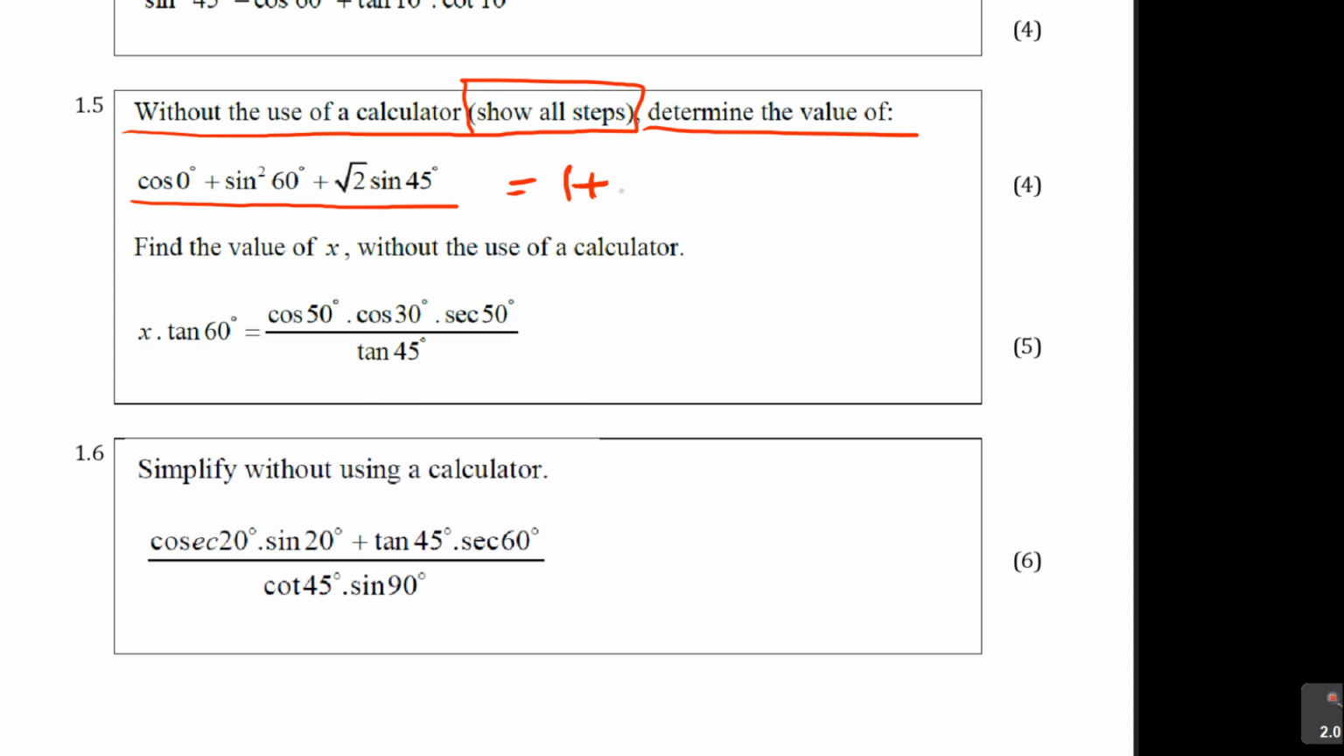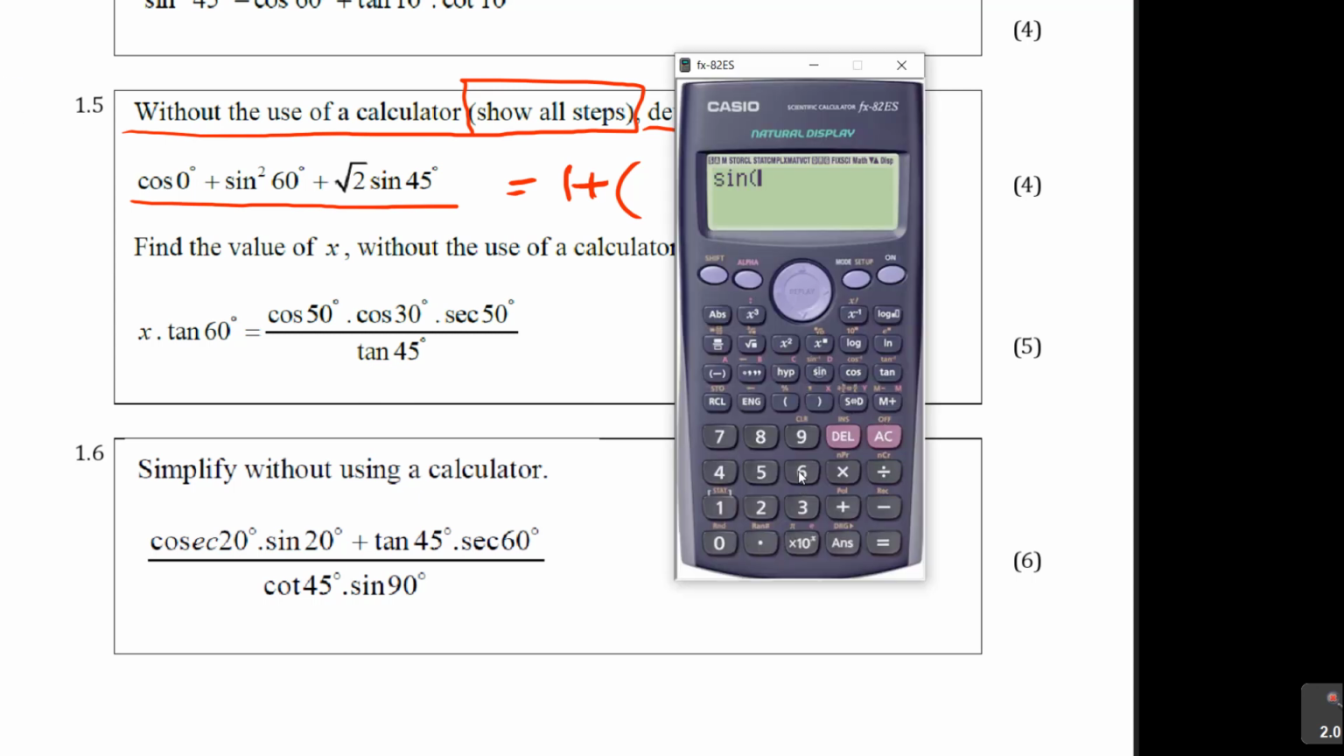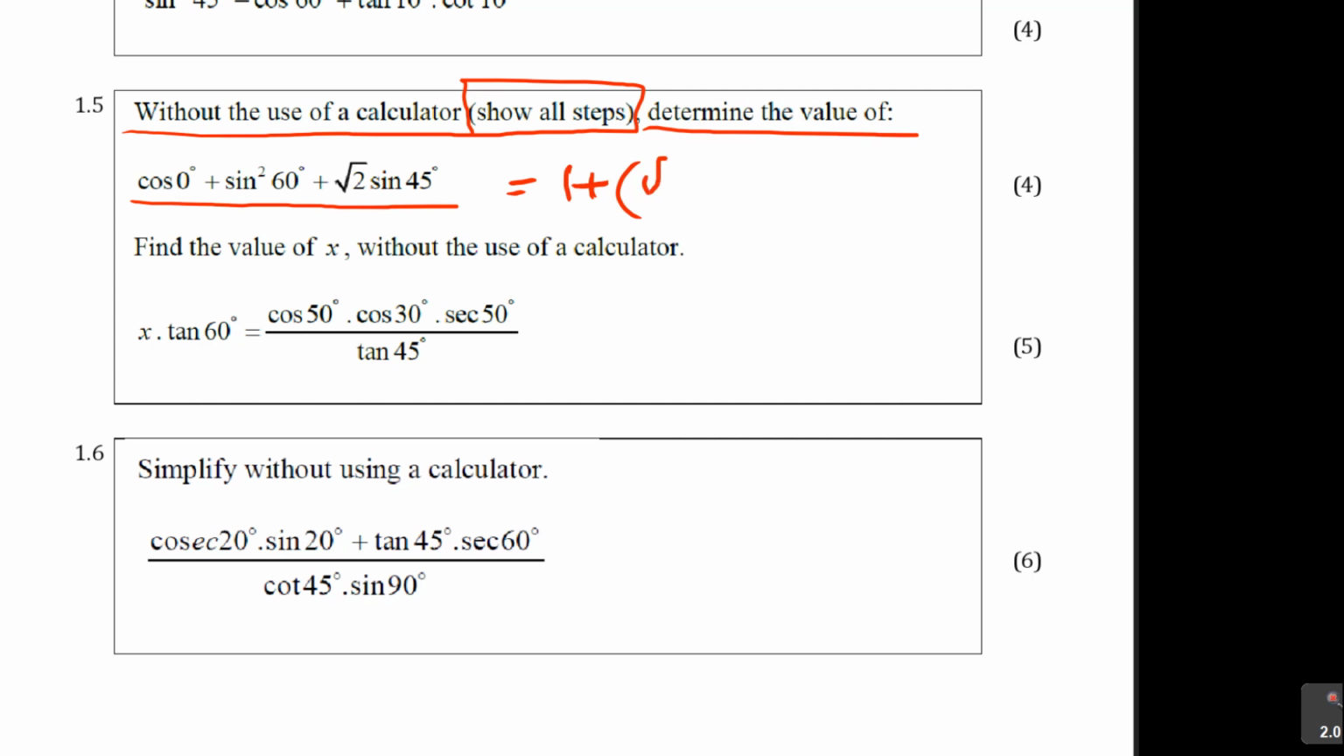And then sin 60, you put a bracket and then use a calculator again. Punch sin 60 and see what it gives you. So sin 60, then root 3 over 2. This one you just leave it like that. It's always like that. Root 3 over 2, and then what you say? You say squared, and then plus 2.